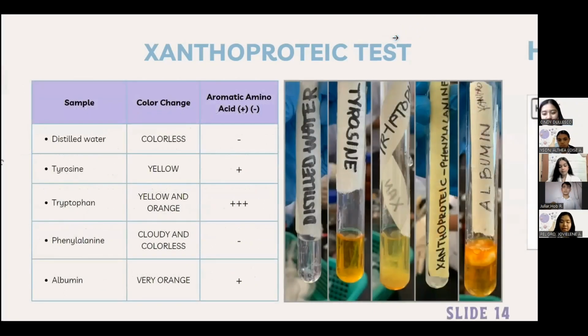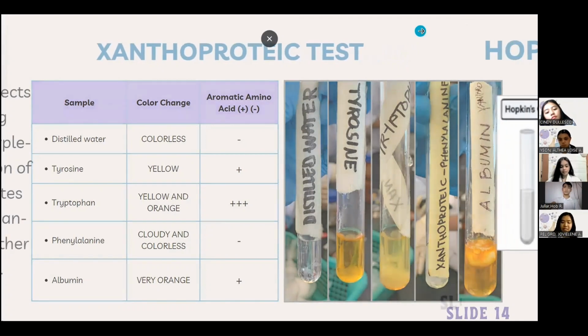In the results that we have gathered, the distilled water still tested negative for amino acids under the xanthoproteic test. As you can see, its color is colorless. The tyrosine, tryptophan, and the albumin showed yellow and orange color when the reagent was mixed with them. The phenylalanine, on the other hand, tested negative for the presence of amino acids as it just became cloudy and remained colorless. So for this test, only the tyrosine, the tryptophan, and the albumin were positive.